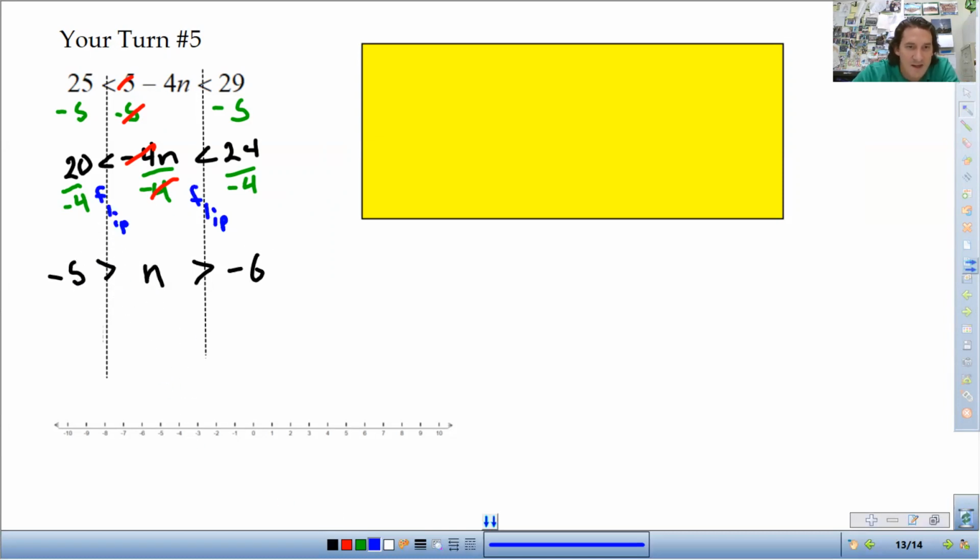And then when we graph it, it's not actually going to affect the graph that much. So endpoint at negative 5, another endpoint at negative 6, both open circles, and we're shading in between them.